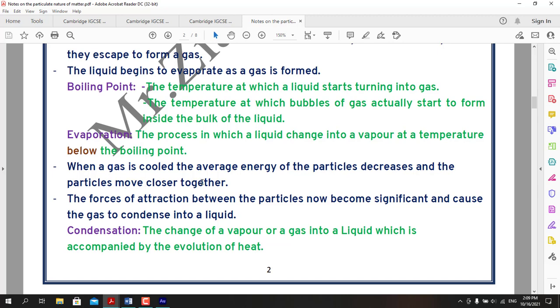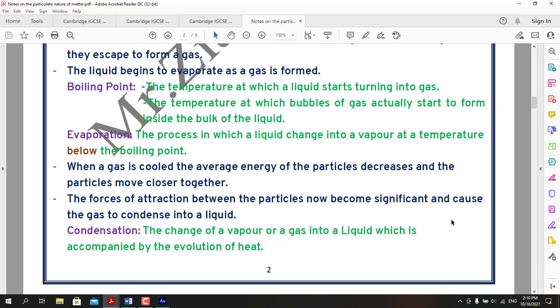That's the opposite of what we did when we tried to transform a liquid into a gas. When we try to transform a liquid into a gas, we heat it. But here we are cooling. So we are decreasing the energy of the particles and making these particles move closer together. When these particles move closer together, the intermolecular spaces get smaller and the intermolecular forces get stronger. So the gas turns into a liquid. The forces of attraction between the particles now become significant and cause the gas to condense into a liquid.